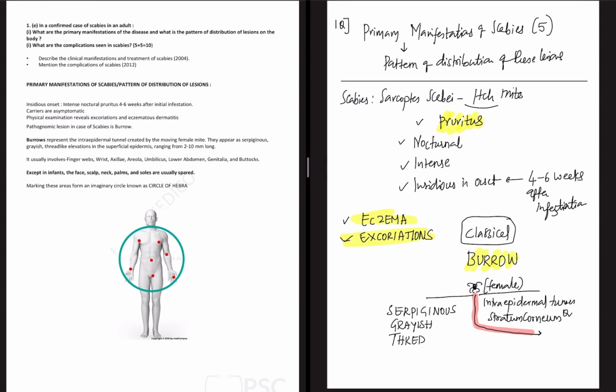When you look at them on the surface, burrows look like a thread-like elevation, and the length is about 2 to 10 mm. This is what you need to know about the burrows.